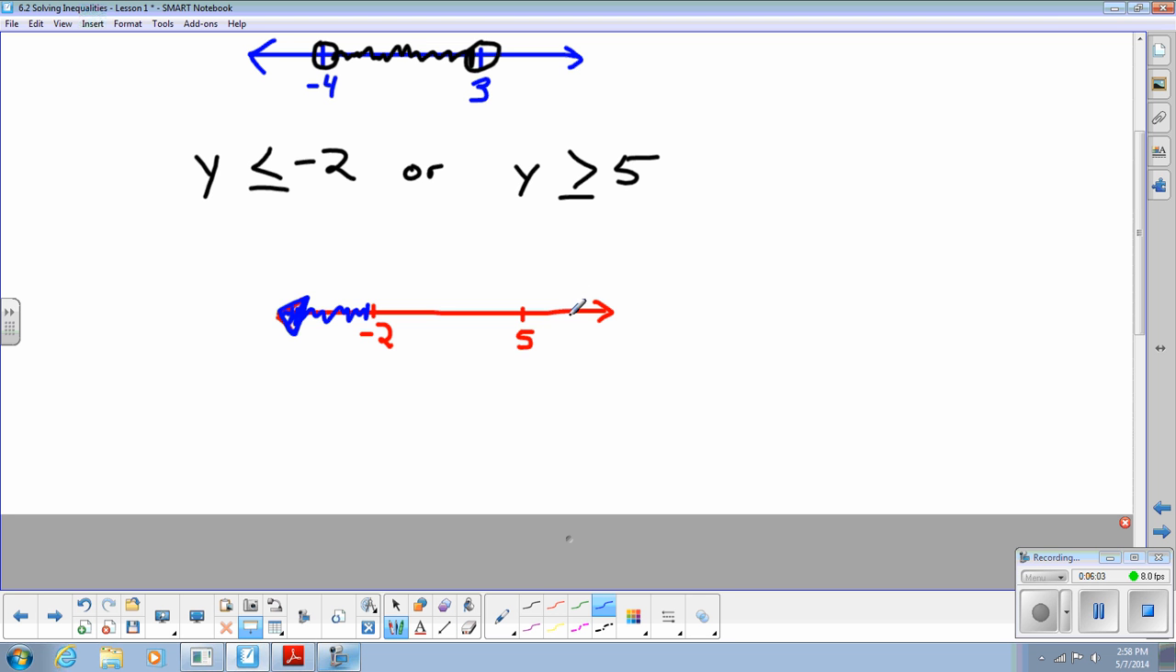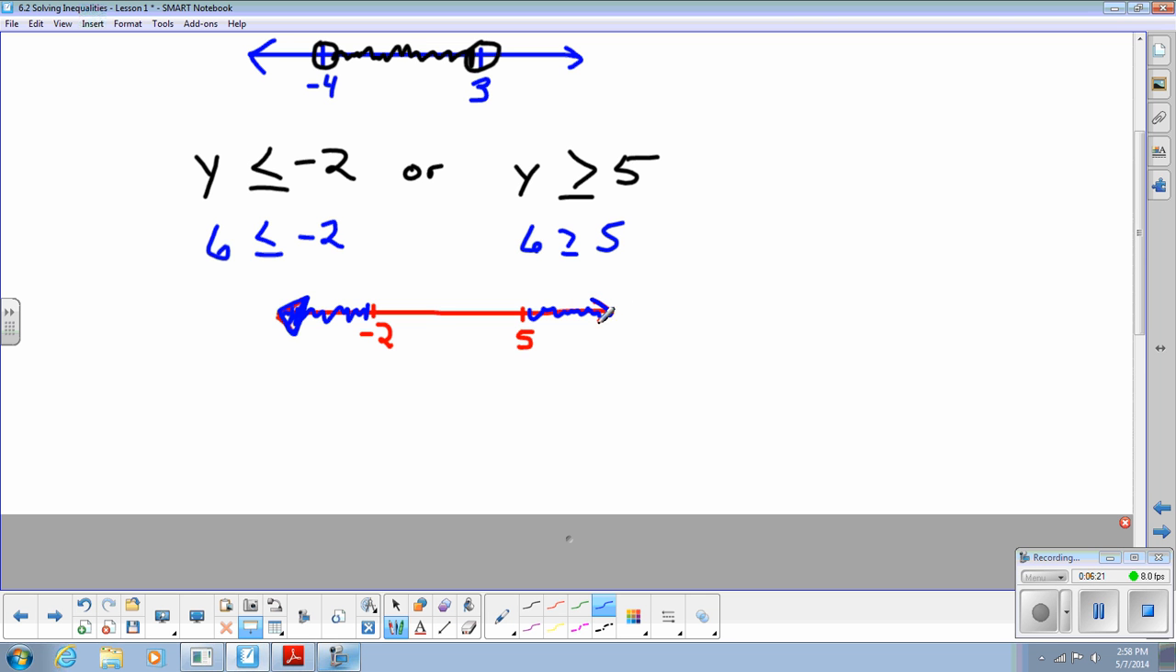All right, a number that's bigger than 5: 6. Is 6 less than or equal to -2? No, it's not. 6 is actually bigger. Positives are always bigger than negatives, so I say no here. But is 6 greater than or equal to 5? Yes, it is. So I said yes, so I get to shade out here.